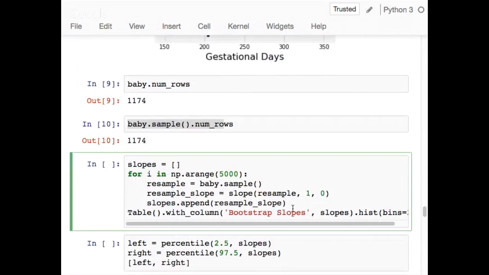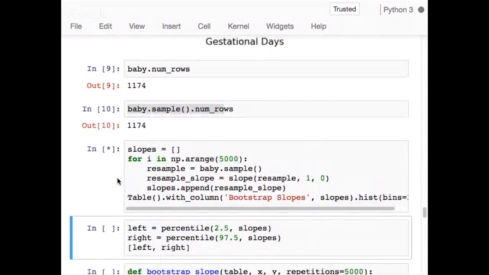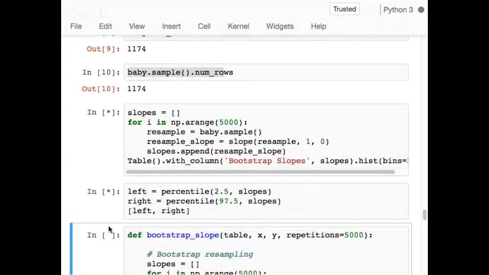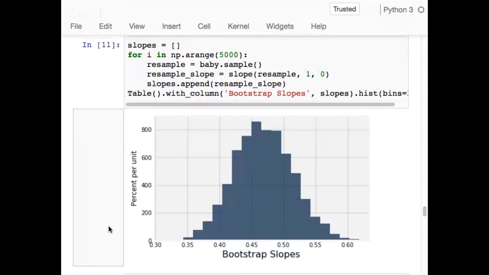Okay. So I'm going to do this 5,000 times and let that chug along. And what we should get back is a 95% confidence interval for our slope. All right? So we see here this histogram. Talk over with your partner your interpretation of this histogram. What do you think this histogram means? Go ahead.